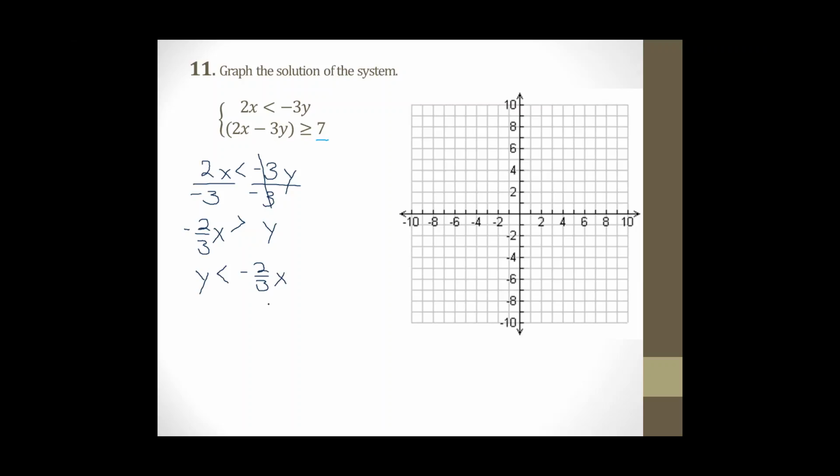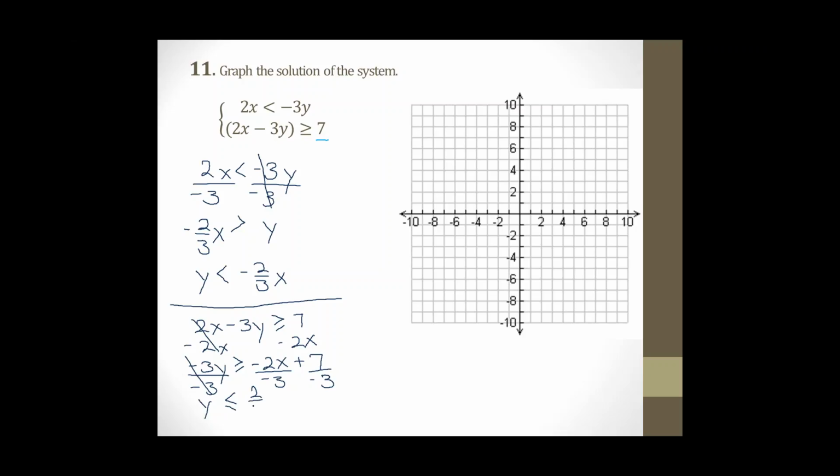Now let me solve my second inequality for y. 2x minus 3y greater than or equal to 7. Good luck. Okay. To solve for y, I am going to subtract 2x from both sides, which leaves me with negative 3y greater than or equal to, I decided to write the negative 2x first, and then plus 7. Last step, dividing by a negative 3. Again, I am dividing by a negative 3, so I should flip the sign. y is less than or equal to now, and the negative over negative is a positive, so 2 over 3x, and then minus 7 over 3.